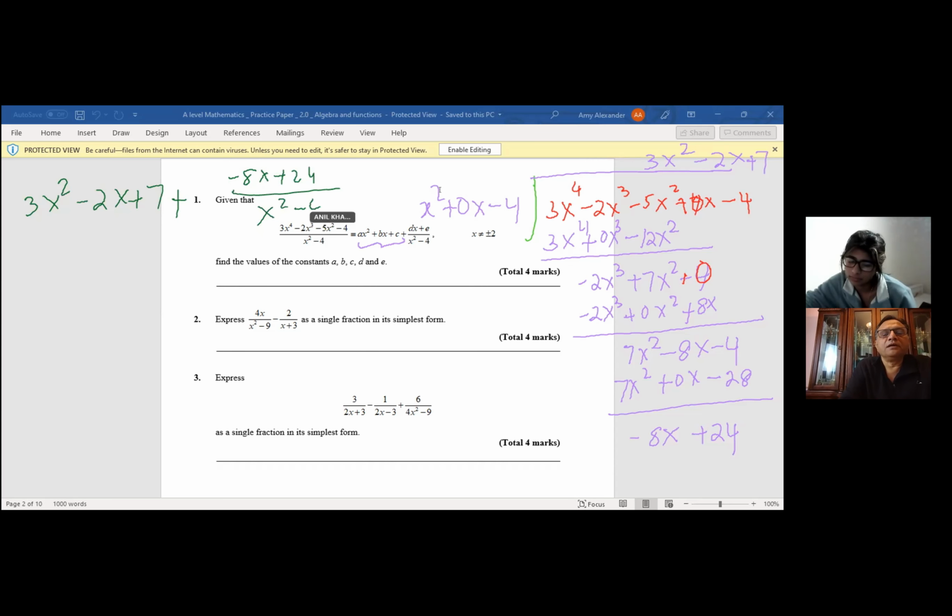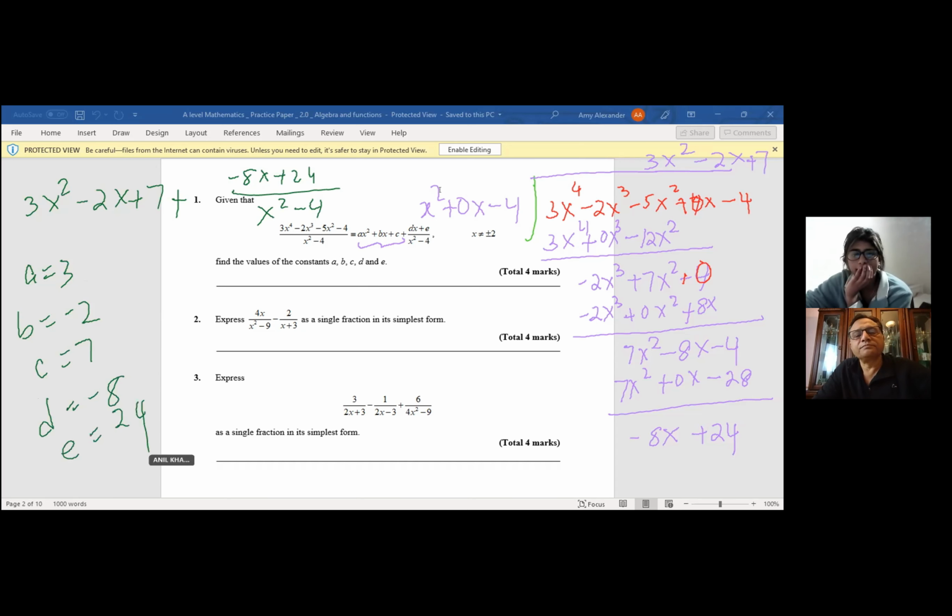Is it clear? Now you can write A, B, C, D corresponding values, and that should give you the answer, right? So A equals 3, B equals minus 2, C equals 7, D equals minus 8, and E equals 24. Is that clear to you? Yeah. So that is how you're going to solve the first question. Right. Okay, let's move on.